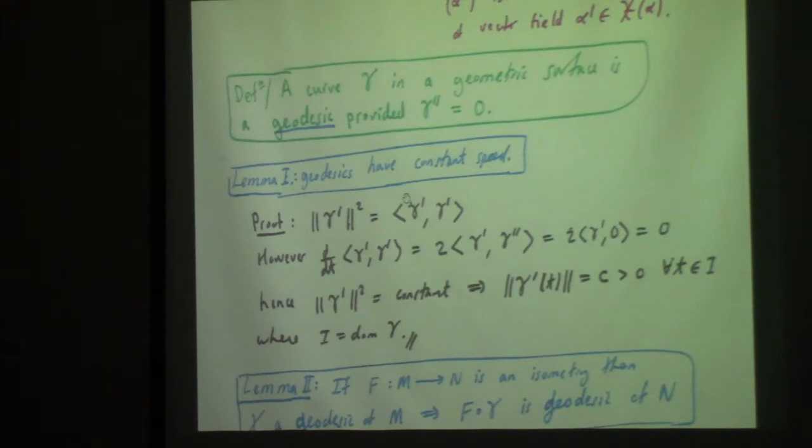Here it is, though. So d/dt of this is that, and so, yep. So a geodesic has constant speed.